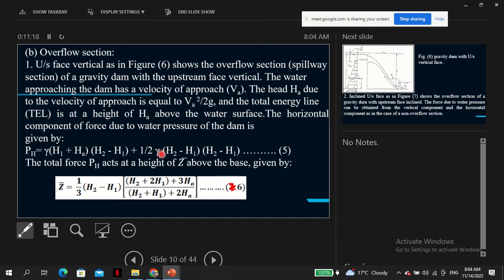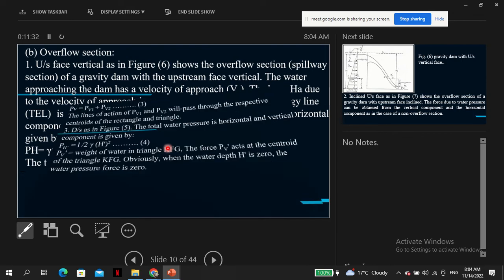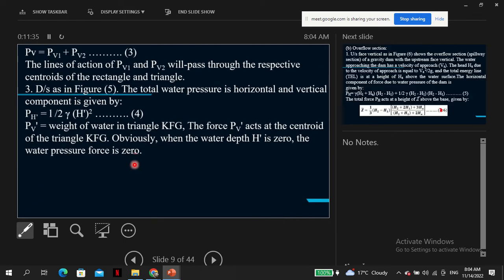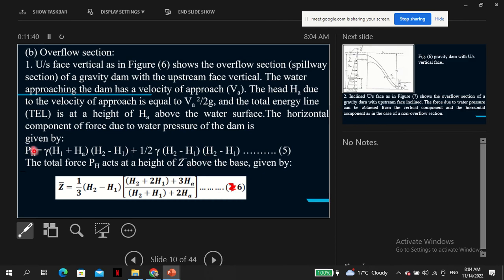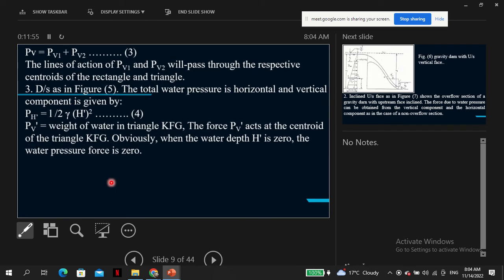And of course you cannot forget the area of the pressure diagram of the water. If you note, this is just like height. Remember, we were saying a half gamma h squared. Now in this case, this h is h2 minus h1. The total pressure PH acts at a height z above the base given by this, which has been made simple for you. Actually, you can do it yourself if you find the area of each of these.